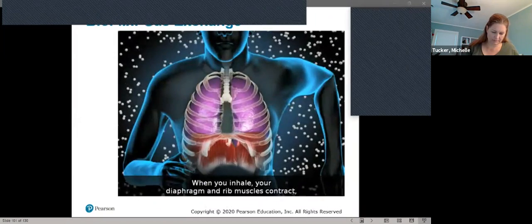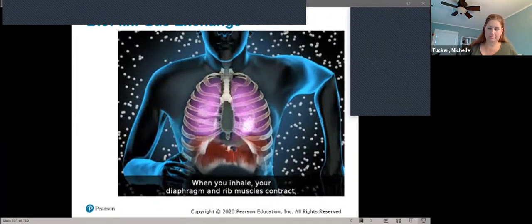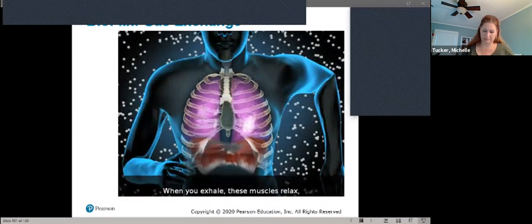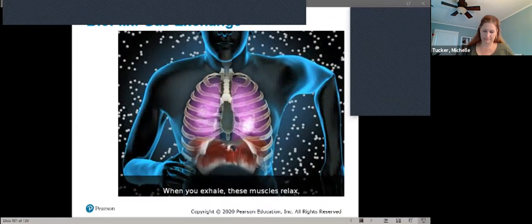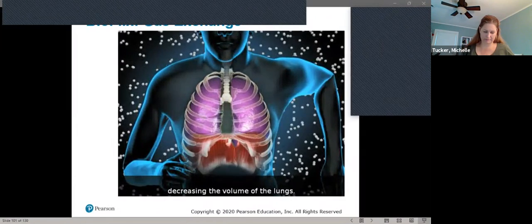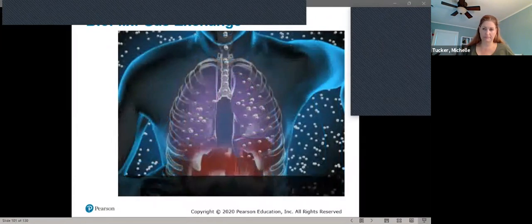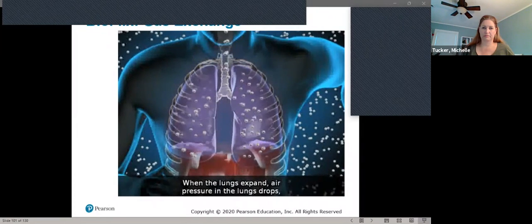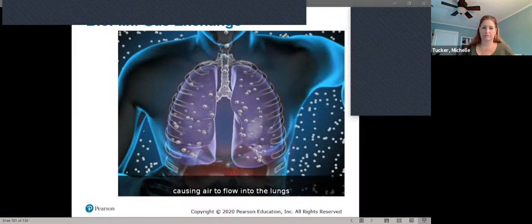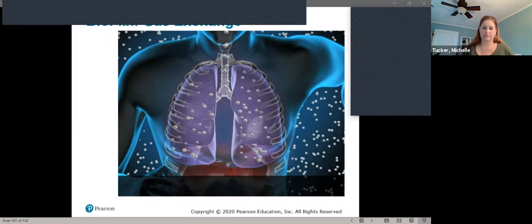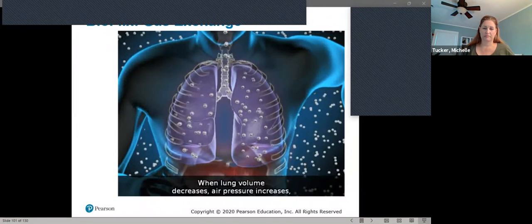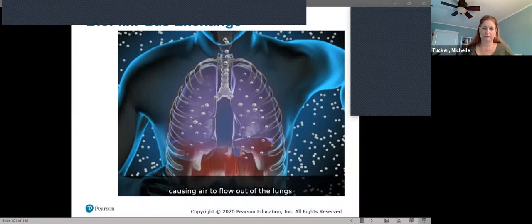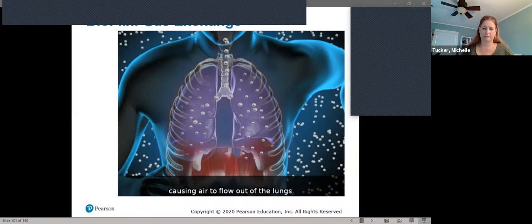When you inhale, your diaphragm and rib muscles contract, increasing the volume of your lungs. When you exhale, these muscles relax, decreasing the volume of the lungs. When the lungs expand, air pressure in the lungs drops, causing air to flow into the lungs. When lung volume decreases, air pressure increases, causing air to flow out of the lungs.